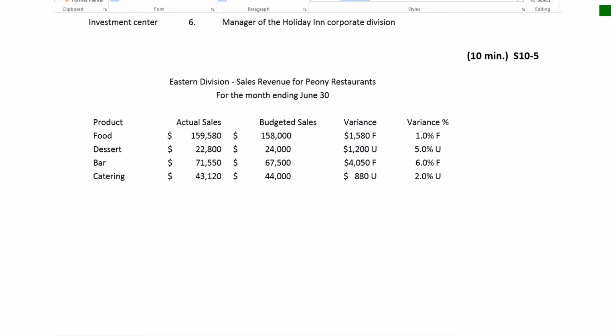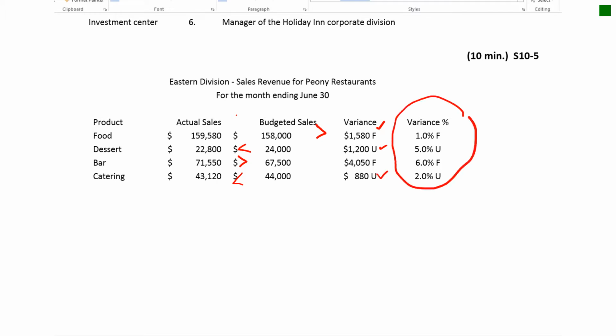So as you can see, you go to the variance column, the first one, you take the difference again between actual sales and budgeted sales, you get 1,580. It's favorable because actual is more than the budget. That's good. For the dessert, the actual is going to be less than the budget by 1,200. You'd say unfavorable. For the bar, it's going to be favorable because actual is more than the budget. The difference is 4,050. You'd say F for favorable. And then for catering, again, actual in this case was less than the budget. The difference is 880, unfavorable.